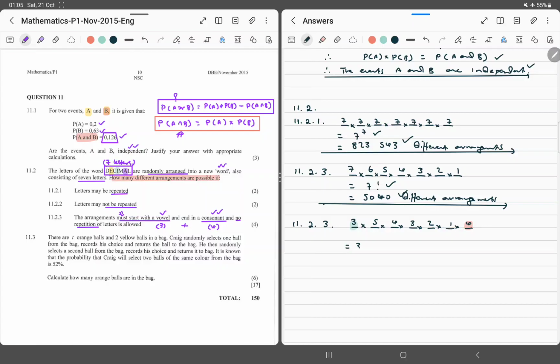So what is that? This is 3 times, this is 5 factorial. Okay. This whole part right here is 5 factorial. And then times 4. So let's put it on the calculator and see what we get. So we've got 3 times 5 factorial times 4. This gives us 1,440 different arrangements.